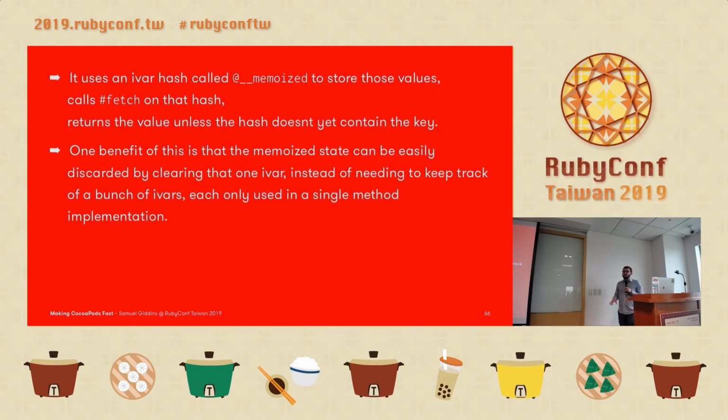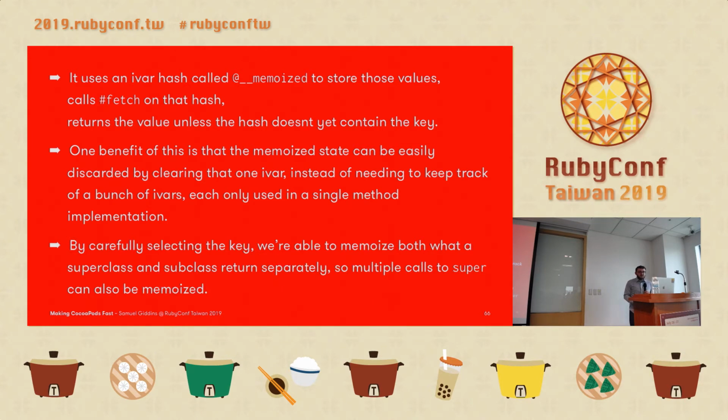So one of the benefits of using this approach versus the simple or equals approach is that you can easily clear all of that state by just discarding that one instance variable, instead of needing to keep track of every piece of state that you're storing. And if we select the key into that hash well, we're able to memoize multiple steps of a process. Like, for instance, what value the superclass would have returned and what value the subclass would have returned.